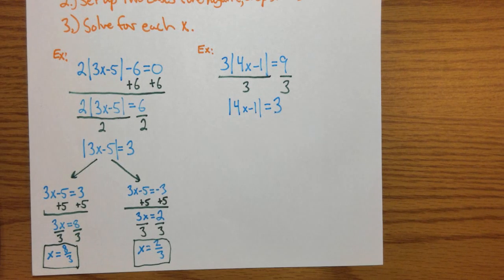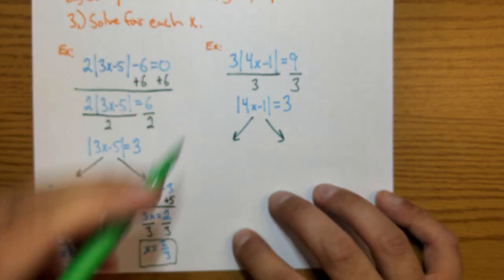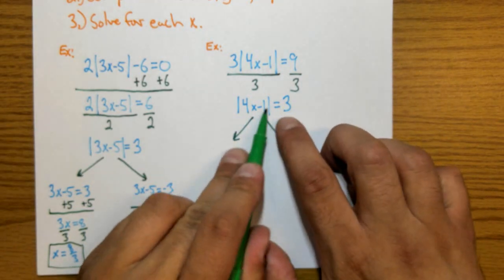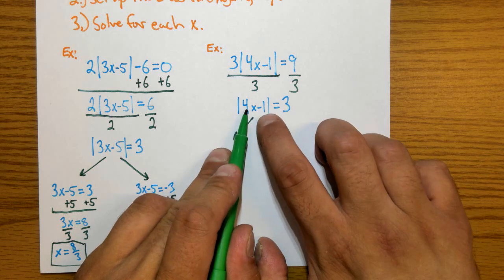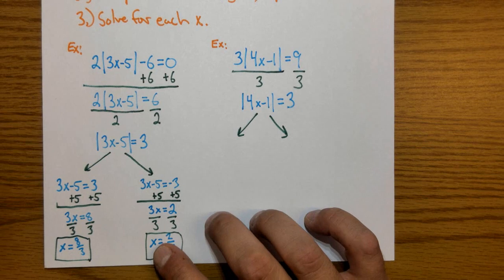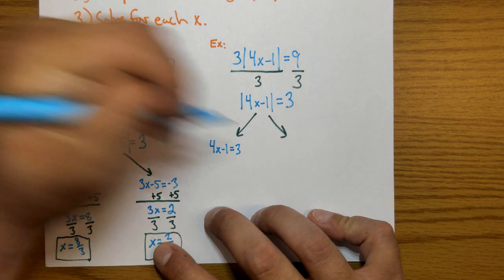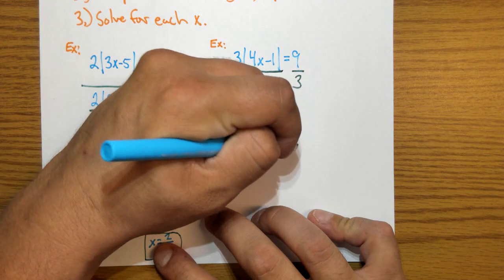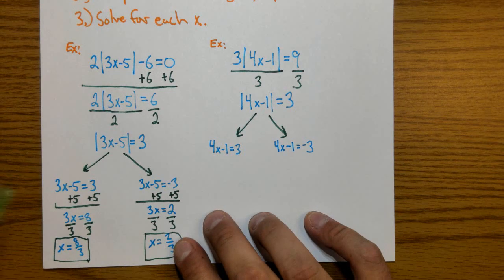So now that we have the absolute value by itself, that's our first step, we can now go ahead and split into 2 equations. Notice that this could either equal positive 3 or it could equal negative 3, because it's inside absolute value bars, which means that it's going to come out to positive 3. So we need to express both cases. So you can say 4x minus 1 equals 3, and 4x minus 1 equals negative 3. And then again, just solve for each x.